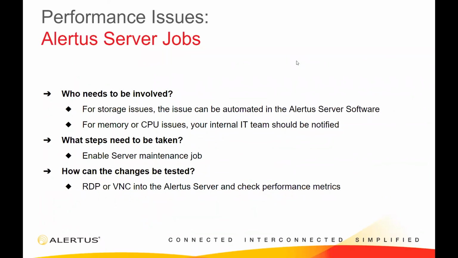So for storage issues, we can automate it right here with the Alertus server software and middleware. But for memory or CPU uses, you're going to have to reach out to your internal IT team and figure out if you can find a solution by allocating more resources. Steps here again, just either enable the maintenance job or reach out. And you can verify the changes the same way we verified the issue. Simple RDP or VNC to the Alertus server. Just check to make sure everything's running smooth.